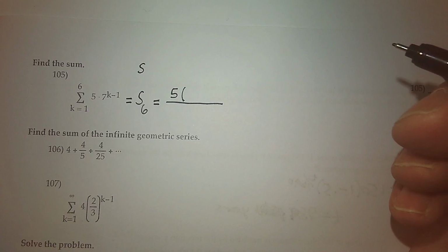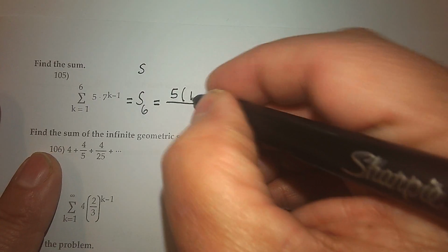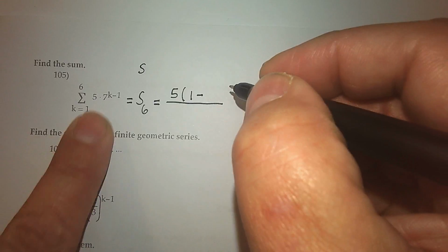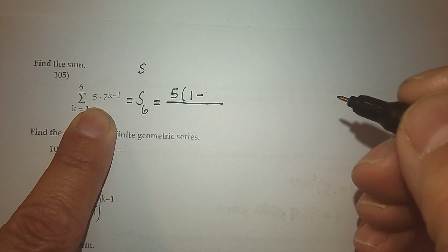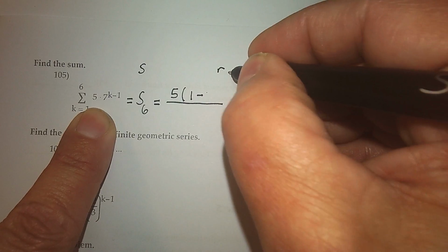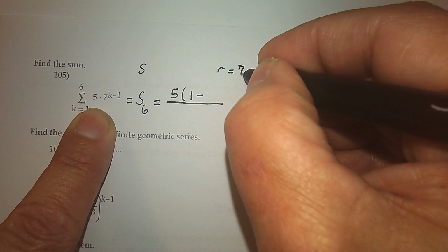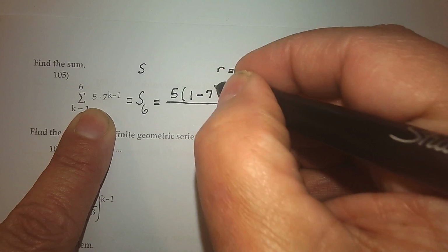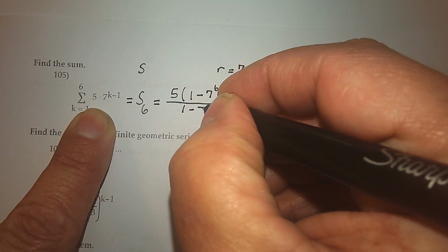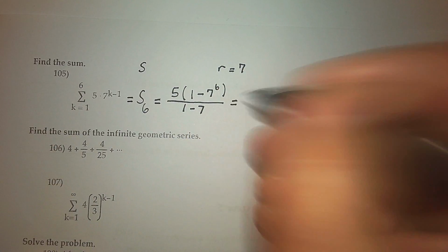Now what do I do in the formula? What's the base? Now your base is the same as what? And how many terms do you have? And then what's the denominator? Done. Use your calculator.